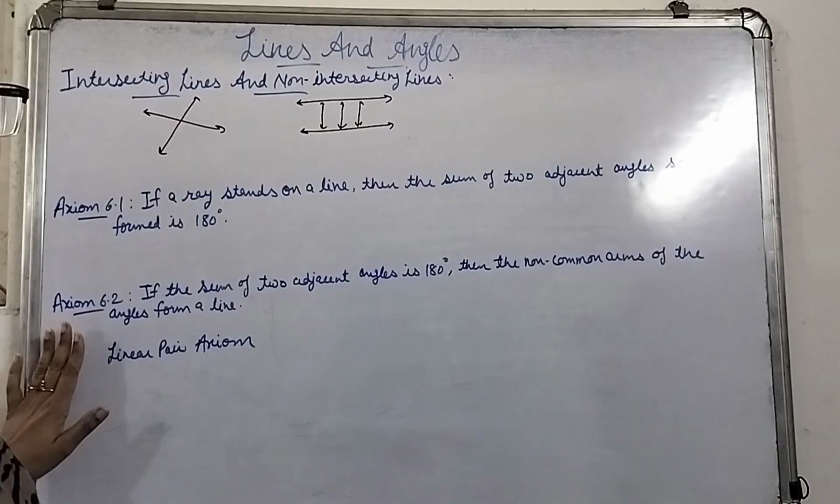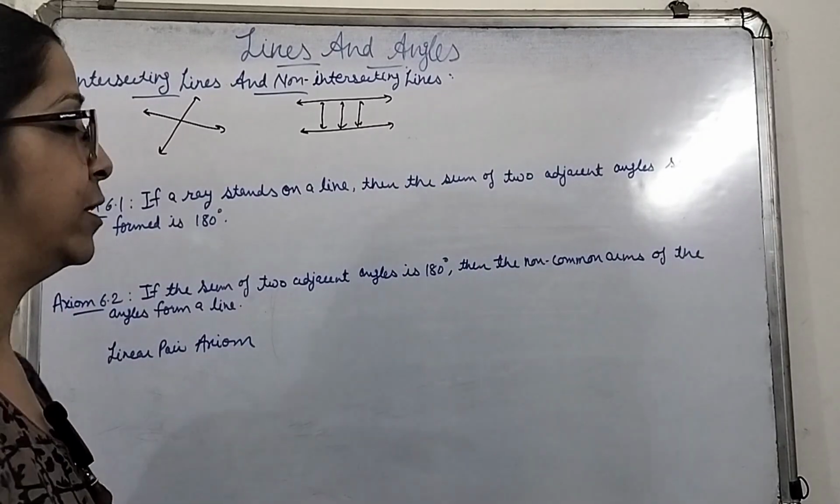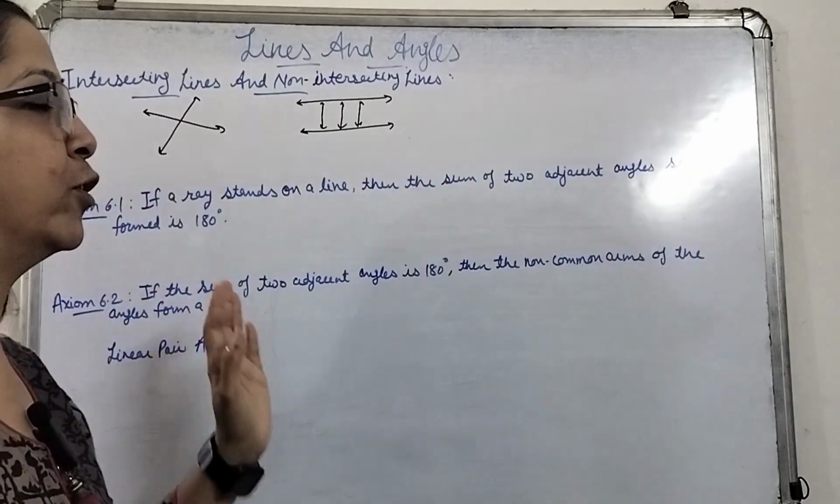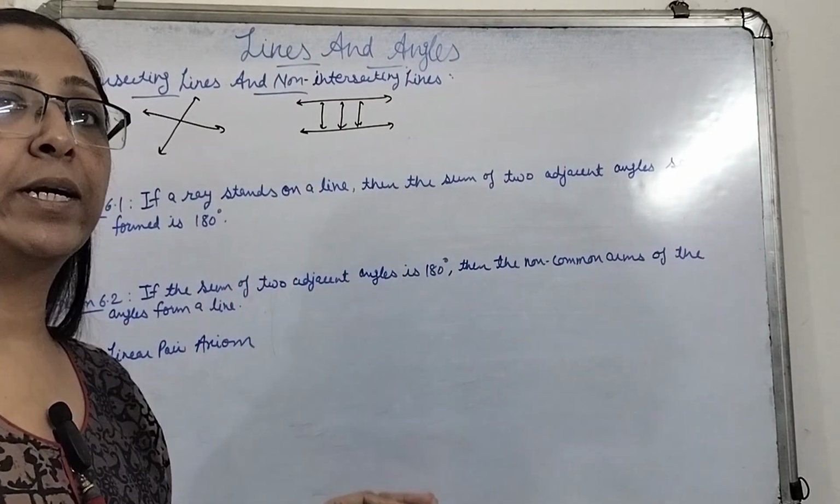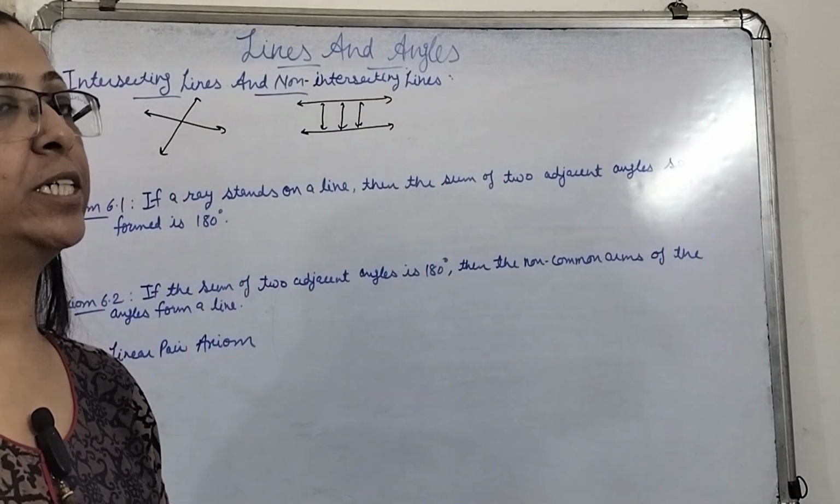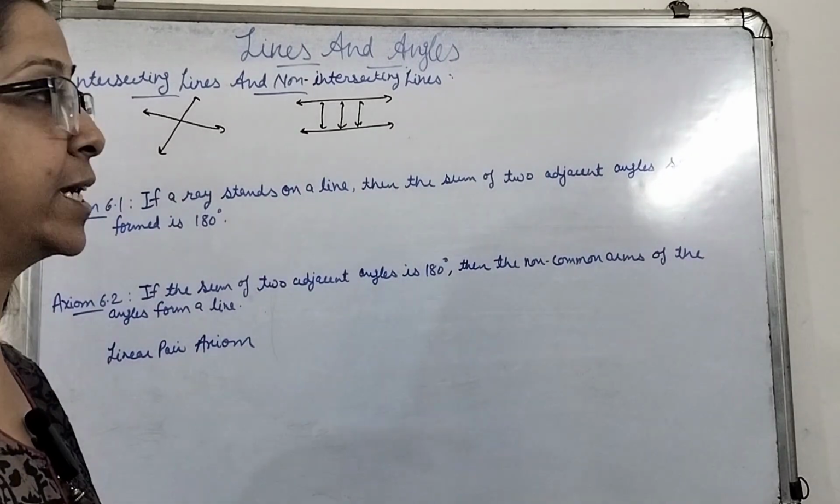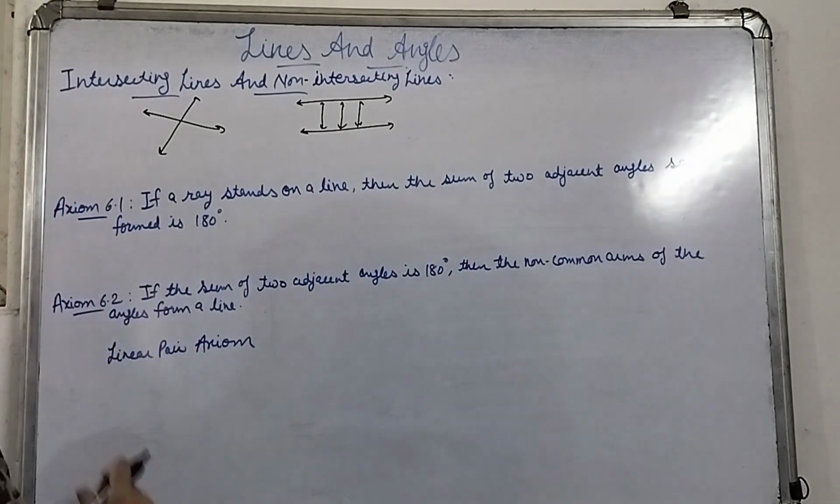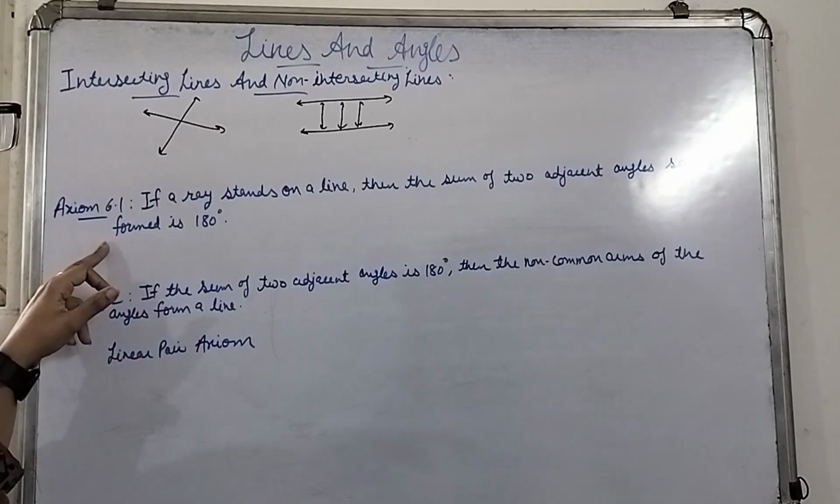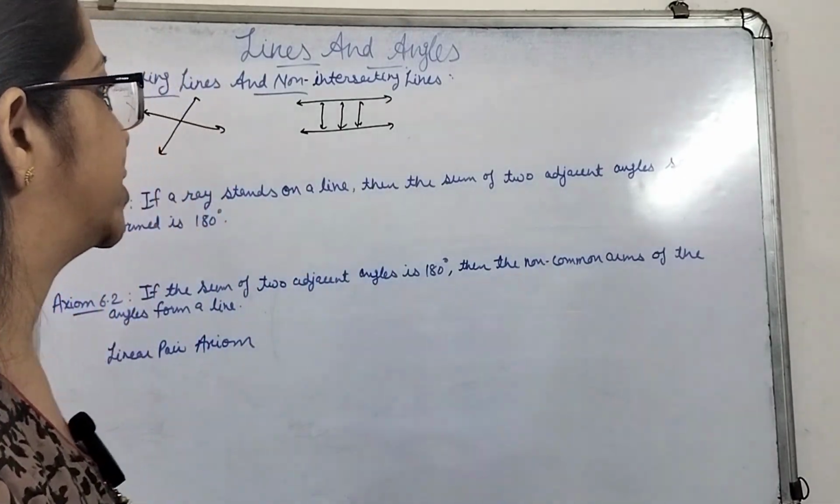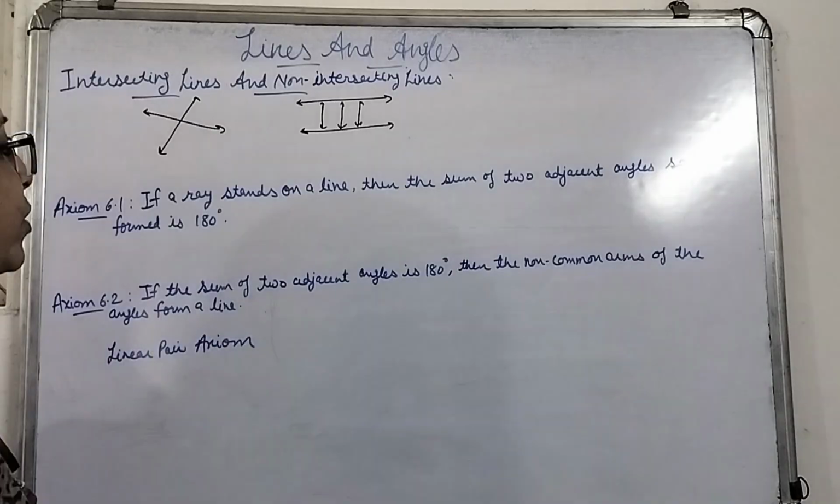Now some of the axioms we'll be seeing. What are axioms? We have learned in the 5th chapter that they are the statements which we take for granted, that means we are not proving them, but they are true for each and every condition. Such statements are known as axioms. So the first axiom of this chapter, axiom 6.1, is: if a ray stands on a line, then the sum of two adjacent angles so formed is 180 degrees.